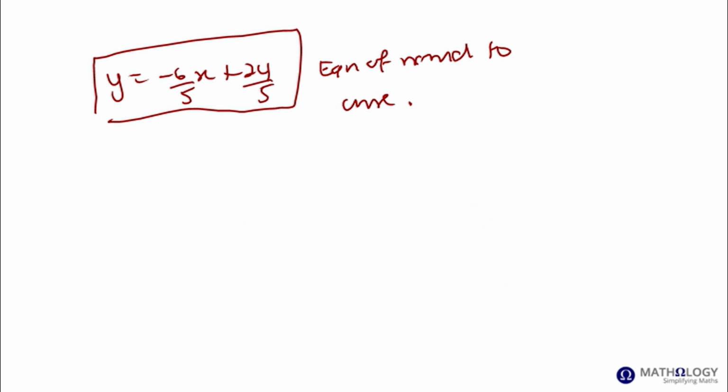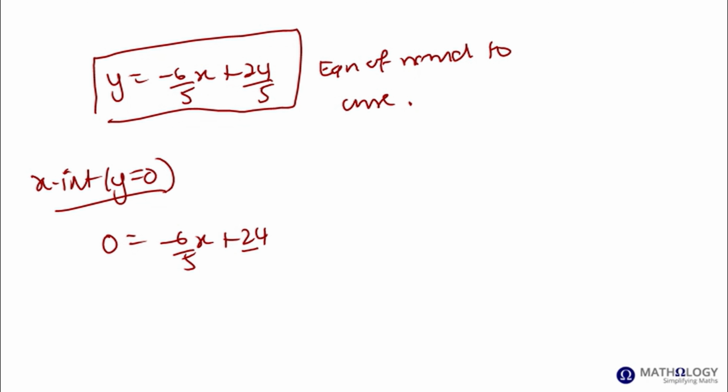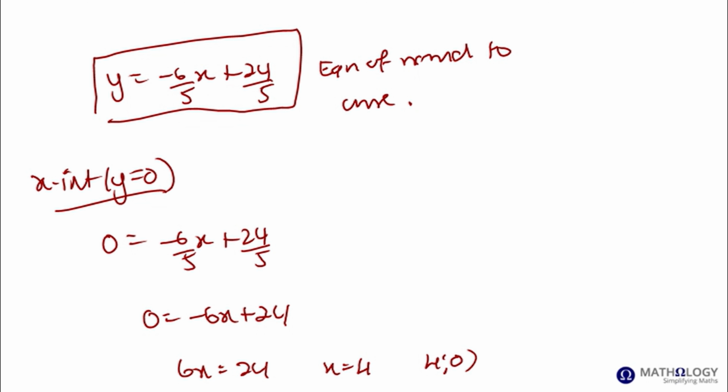Now we're required to find a point where the normal cuts the x-axis. So we are looking for the x-intercept of the normal. So the x-intercept happens when y equals 0. So 0 equals minus 6/5 x plus 24 over 5. Multiply through by 5. 0 equals minus 6x plus 24. 6x equals 24. X equals 4. So the x-intercept is 4, 0.